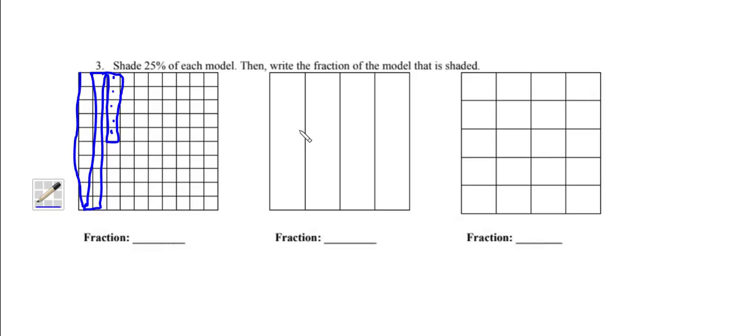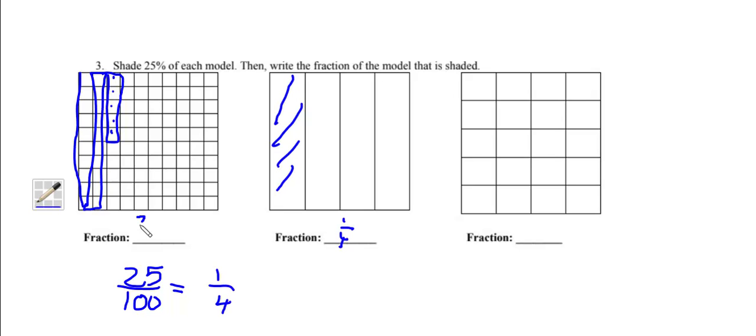But how would we do it for ones where the numbers aren't compatible? Now remember, 25% means 25 out of 100. And doesn't that simplify to being 1/4? Which means if we shade in 1/4 of this, in simplest form, 1/4 versus 25 out of 100 not simplified, those two things are the same thing.